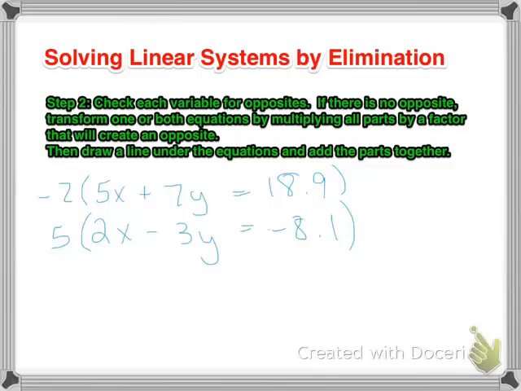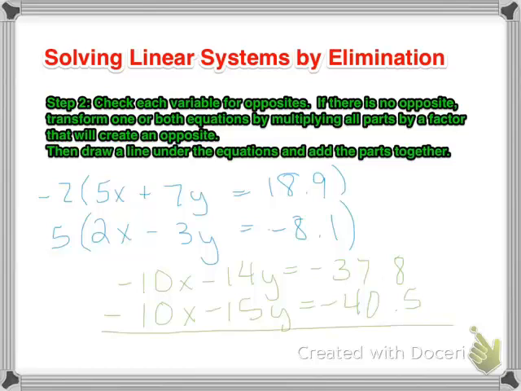So once I've multiplied all that through, I now have negative 10x minus 14y equals negative 37.8, and 10x minus 15y equals negative 40.5. Our x's are opposites. They're both the same number but different signs. So now I'm going to just draw a line under the equations and add the parts together. After adding the two transformed equations together, I've got one equation with one variable, which brings me to step 3.